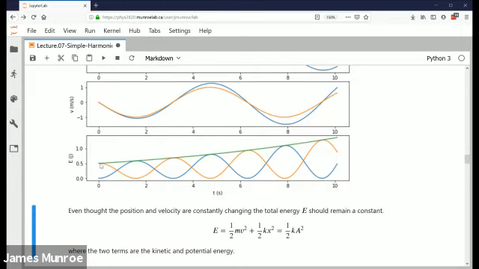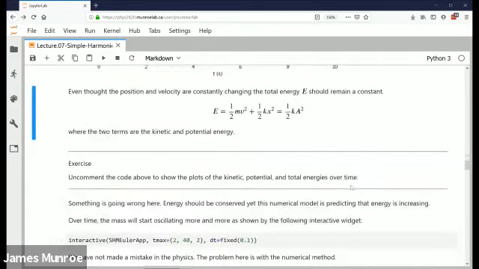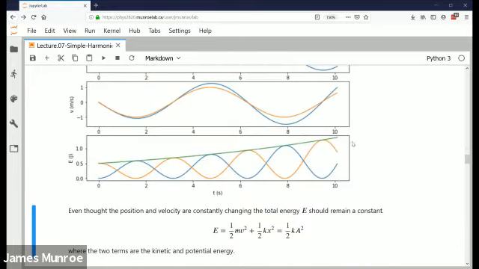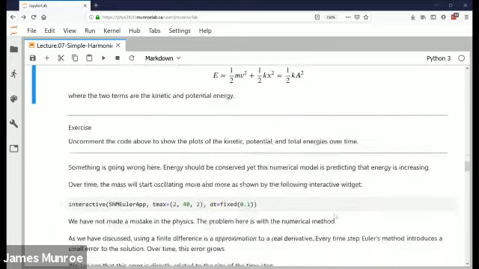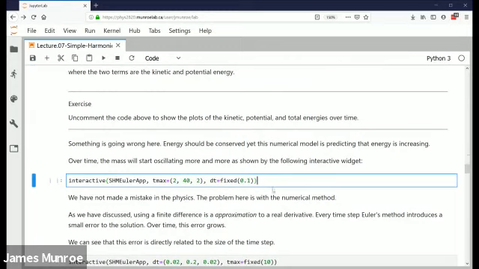It starts off at a half, but you can see that our numerical method is actually showing that the energy in this oscillator is growing in time. As you keep on going, there's more and more energy in the system. Clearly, something is going wrong. Energy must be conserved physically, but this numerical model is predicting that the energy should be increasing. Over time, this mass is going to start oscillating more and more.